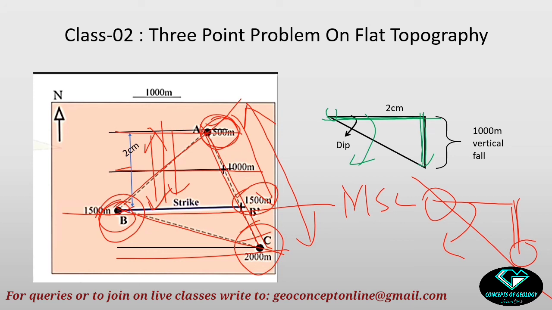So this is the entire process to solve a 3-point problem, and we are solving it in a flat topography. Whenever we are doing 3-point problems on flat topography, we are taking that topography as the datum plane. So whenever I am doing a borehole from this datum plane, we are definitely going in depth, so all my contour values will be negative.